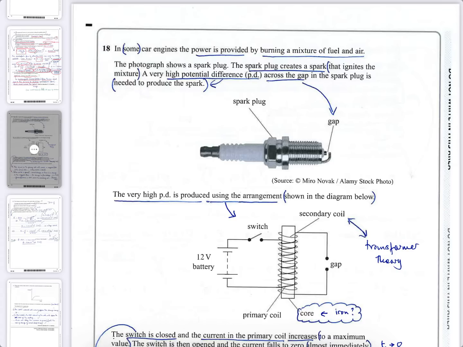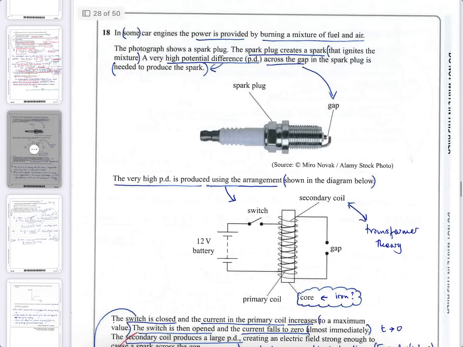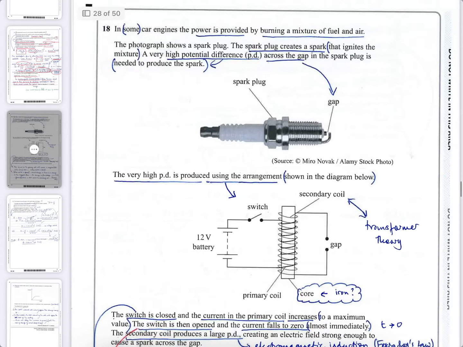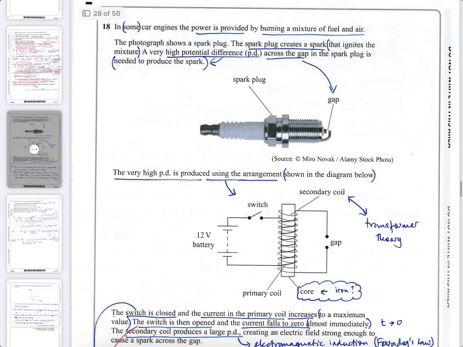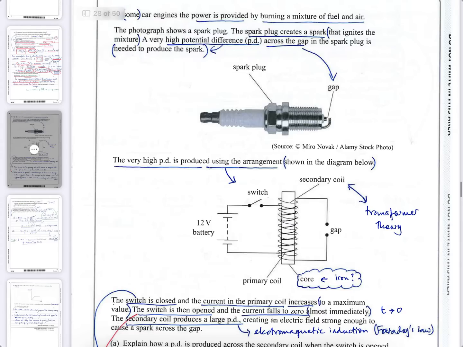A very high potential difference, PD, across the gap shown by my arrow, in the spark plug is needed to produce the spark. So we need a high voltage. They're saying this very high potential difference is produced using the arrangement shown. Now you have a primary coil and a secondary coil on an iron core. Now, you know why it should be an iron core.